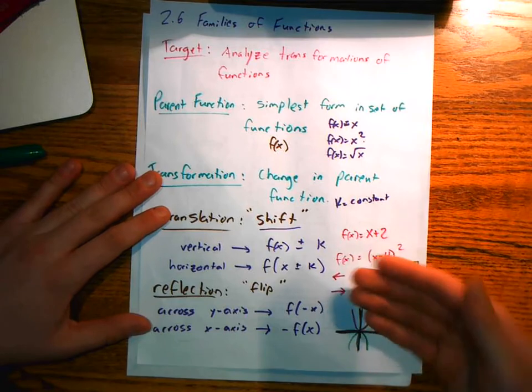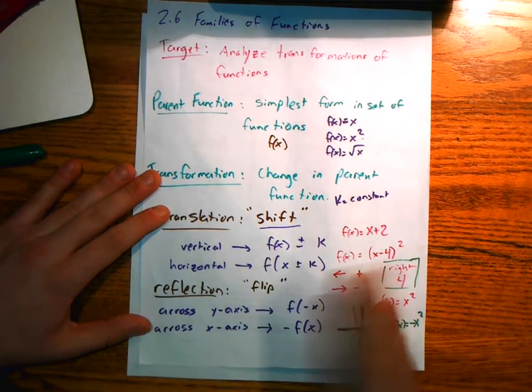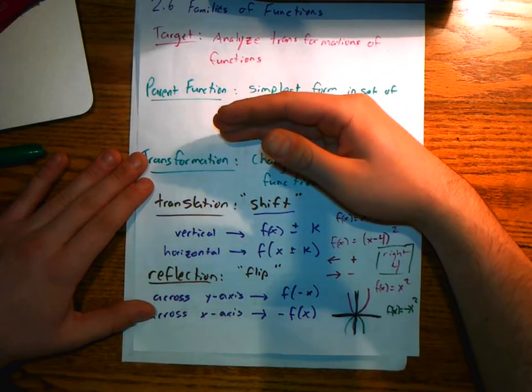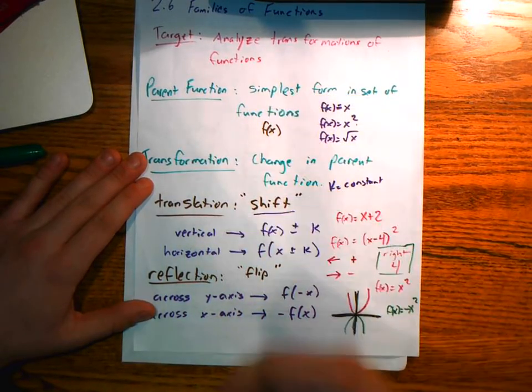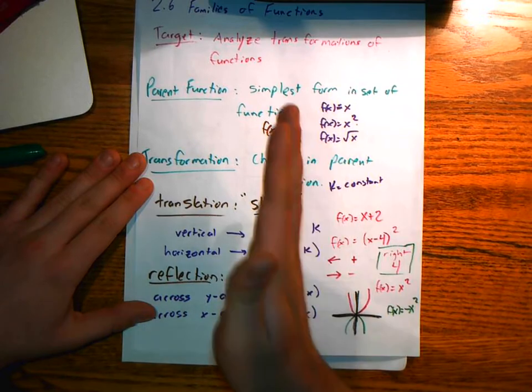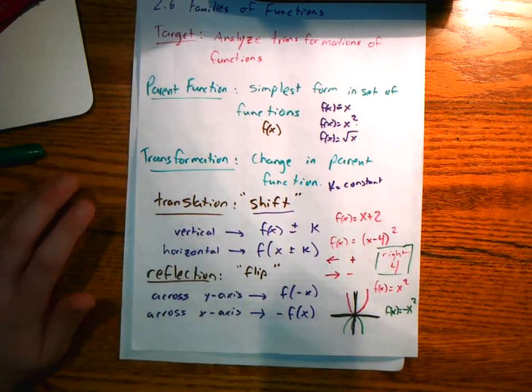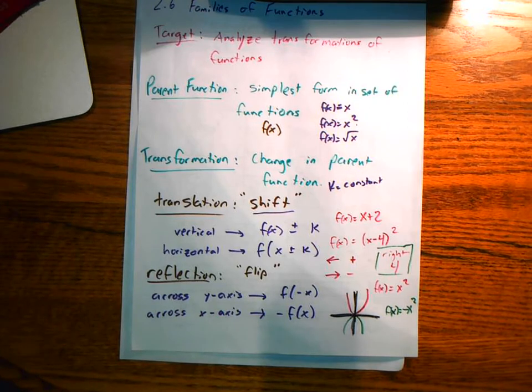Reflection across the y-axis means a negative on the inside. Reflection across the x-axis means a negative on the outside. Then for vertical shift, positive on the outside moves it up, negative on the outside moves it down, and for horizontal shift, negative on the inside moves it right, positive on the inside moves it left. We'll go through a lot of examples, and you'll get more familiar with it as we work on it.